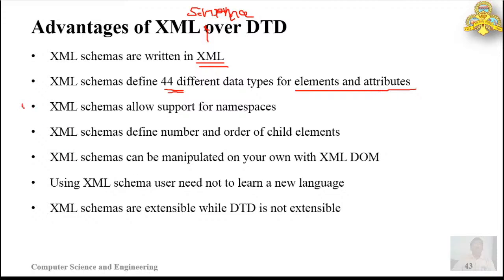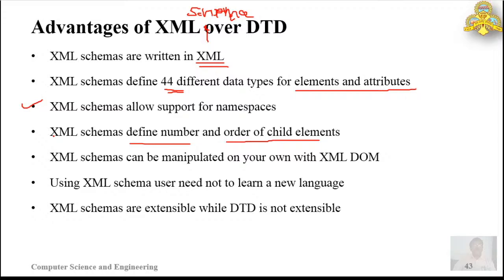XML schema provides support for namespaces. So we can define different namespaces and we can include those namespaces in our XML documents. It also provides the number and order of child elements: how many child elements can exist in an element, and also the order of the elements. So if an element does contain some child elements, their order is important.